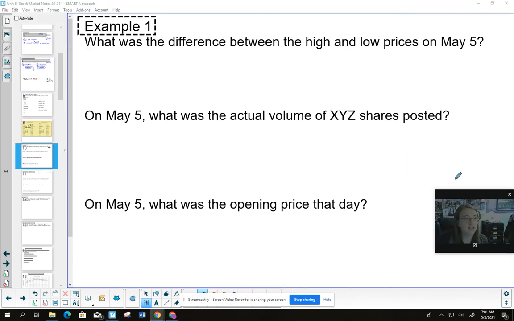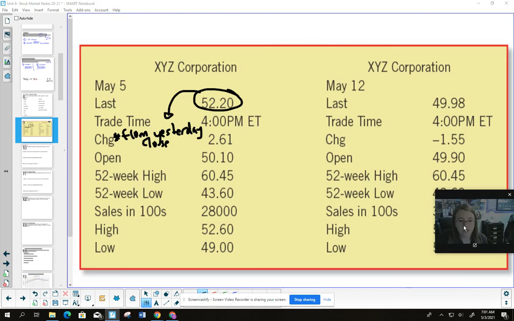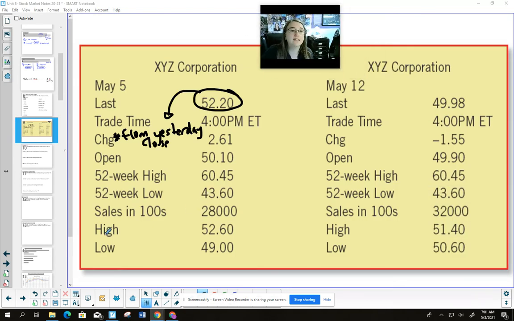So, first question says, what was the difference between the high and low prices on May 5th? We're looking at May 5th for all of these questions here. I'm going to look back here and I'll ask the question again in the Edpuzzle. So, it was asking what's the difference between the high and the low. So, find the high and low on May 5th. Again, we're only looking at May 5th right now. What is the difference between those two?